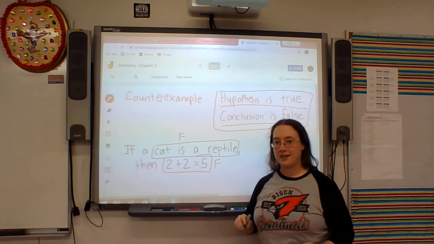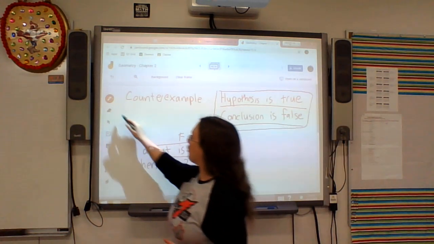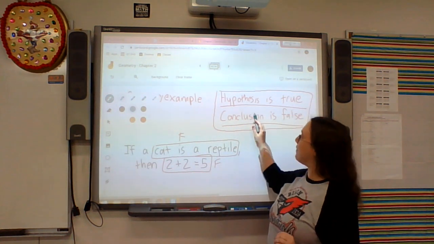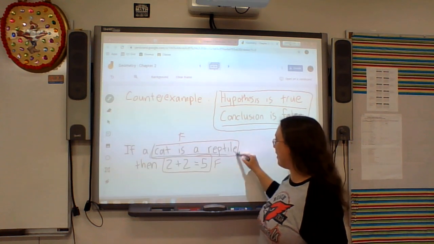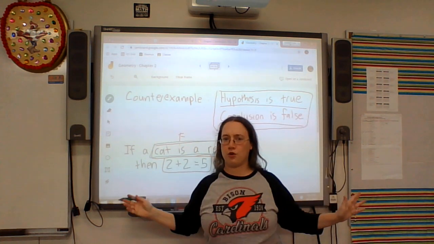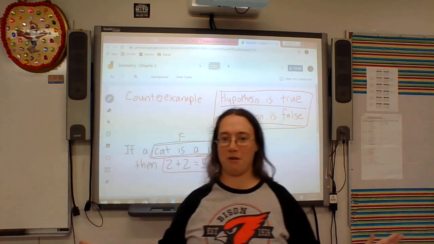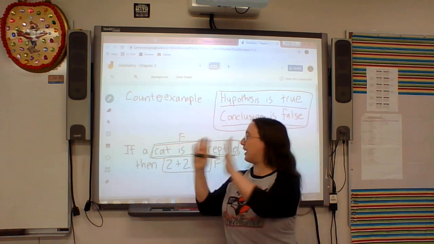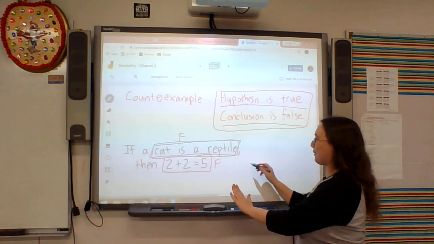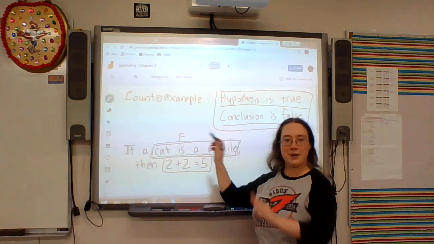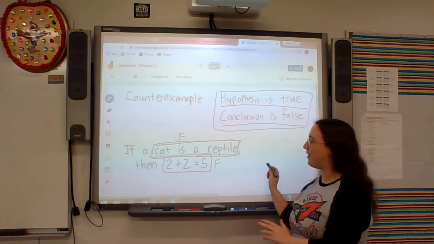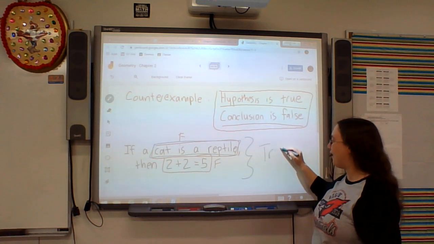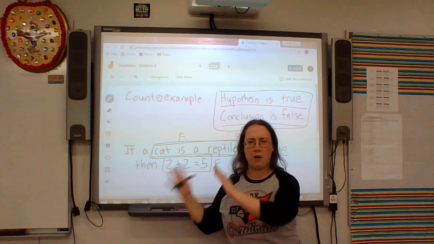And in order to have a counterexample, we have to have something where our hypothesis is true, but our conclusion is false. And if our hypothesis is something that's always false, we can't have that. So we can't have a counterexample where this is true if that's never true, because a cat is never a reptile. I mean, I guess you could take an alligator and name it cat, but we're ignoring that for now. Cats are not reptiles. So the fact that we can't have a counterexample to this means that this whole statement is true, even though both parts of it are false.